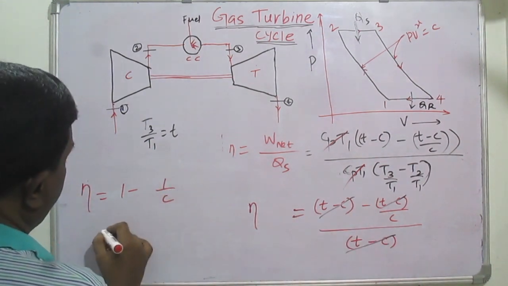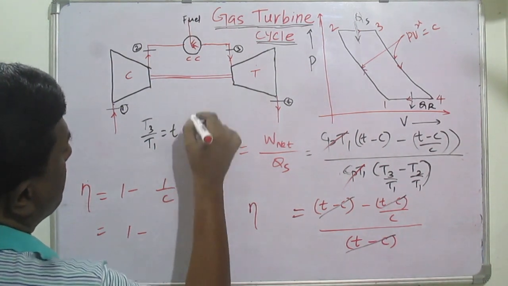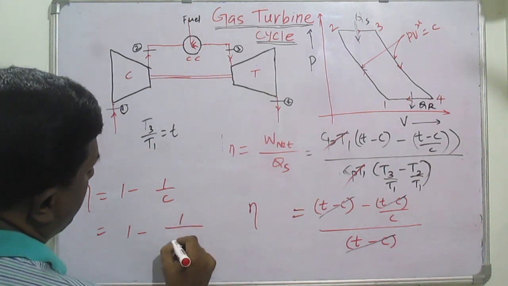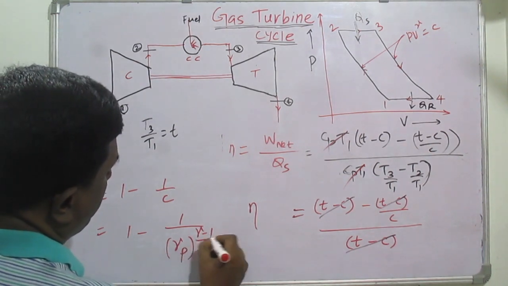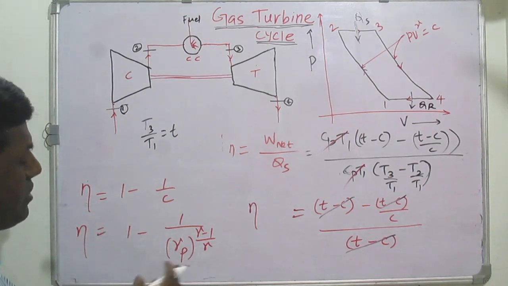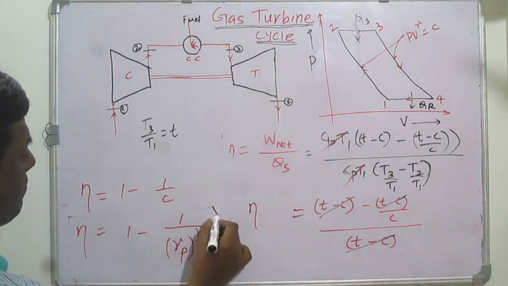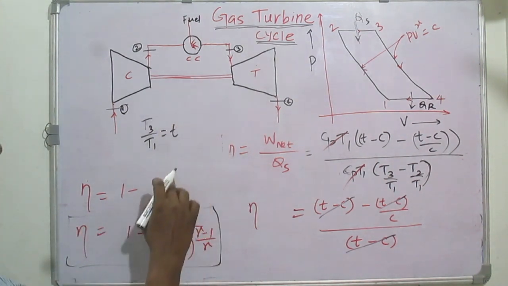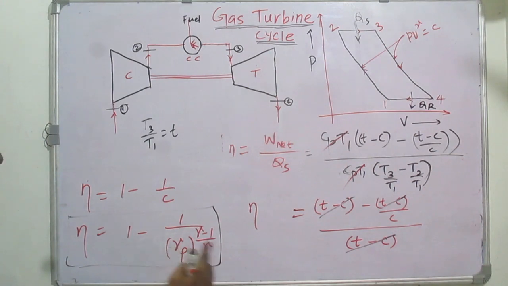We know what C is: C is 1 by RP, the pressure ratio, to the power gamma minus 1 by gamma. So this is the expression we got for the Brayton cycle efficiency. This is very important: even for the simple gas turbine cycle, by taking the turbine work and compressor work, we get the same expression as the Brayton cycle efficiency. We need to note that down.